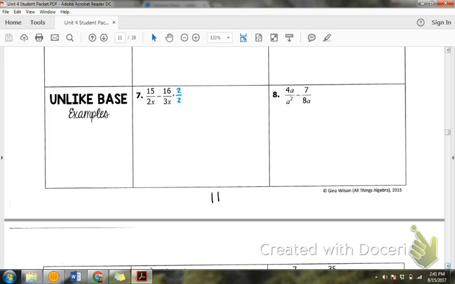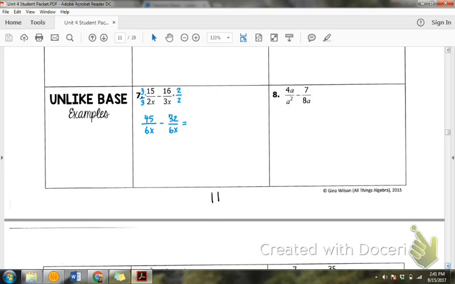So then, if we look at what is this fraction missing that this one has? Brooklyn said a 3. Would you guys agree with that? Yeah. So that means I'm going to multiply this one by a 3 over 3. And we're multiplying. Okay? So 3, I'm going to multiply top with top and bottom with bottom. 3 times 15 gives me 45 over 6x. And 6 times 2, 32 over 6x.